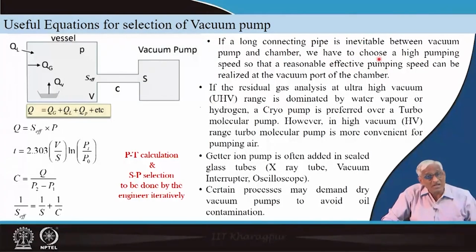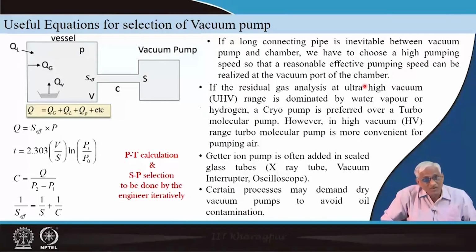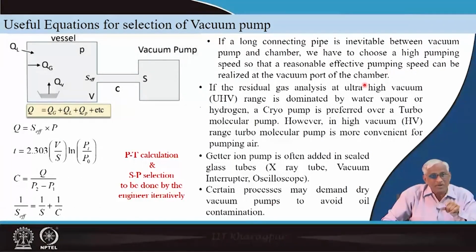With a long connecting pipe, if it is inevitable, then you have to over design the pump. Maybe you have to take a pump of higher pumping speed. That decision only the designer has to take. Vacuum system design is becoming a policy decision now. So, you will have to convince other people to spend enough money to purchase higher pumping speed, because the inevitable long connecting pipes are there in that particular process. You have to do that.